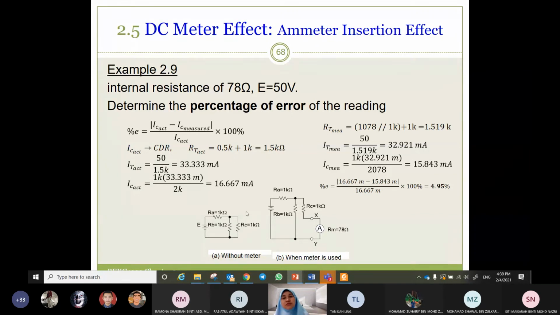Now we put the ammeter, and the ammeter has an internal resistance of 78 ohm. We have to consider this in our calculation. So now we want to find the new R total. 1K plus 78 is 1078, which will be parallel with 1K, and then this one plus the 1K here, we get this.